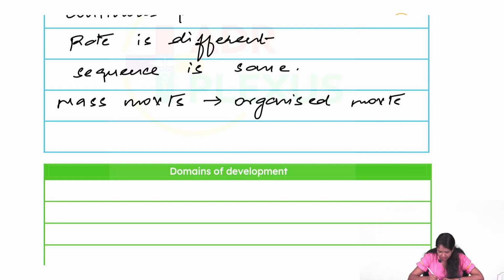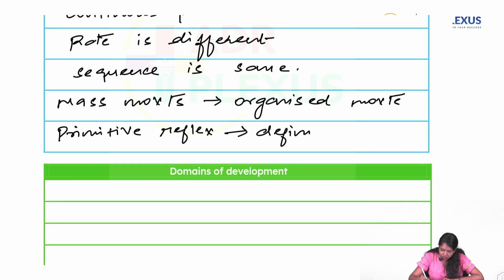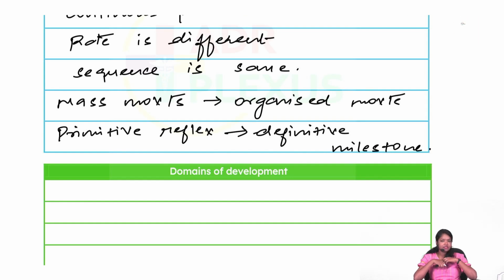The last point is primitive reflexes will be replaced by definitive milestone. What do you mean by this? What are the primitive reflexes? Yes, what are the primitive reflexes? Name one primitive reflex you know. Neonatal reflexes. You would have heard in CNS examination in newborn. Very good. Moro reflex, ATNR. Okay, two reflexes I will take.